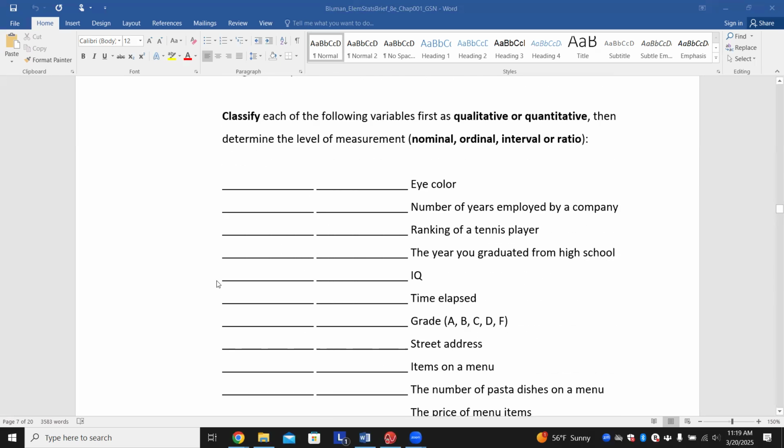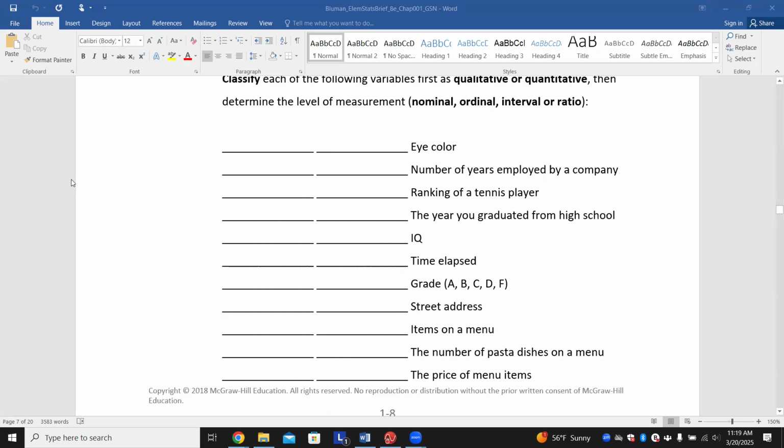So here are some examples. Let's look at them. I want you to first describe if it's qualitative or quantitative, and then which of the four it would be: nominal, ordinal, interval, or ratio. Typically, if this was a face-to-face class, I would give you some time to work them out, but since it's not, let's go through them. You can pause it and try to figure them out yourself and then see if you're correct.